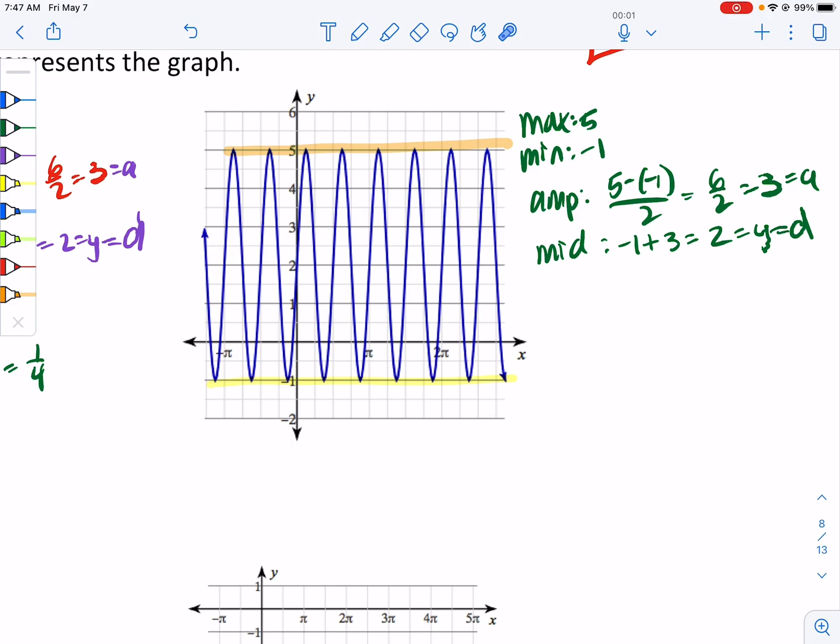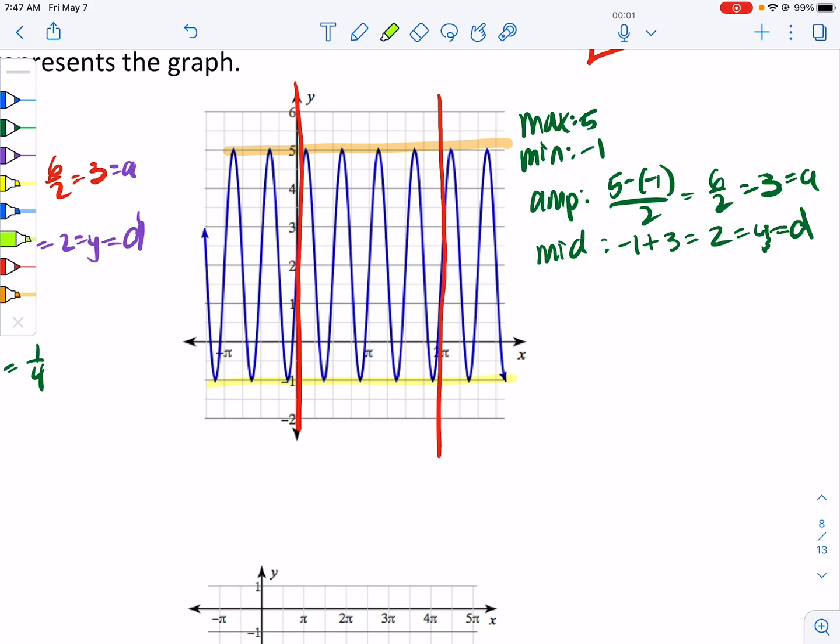So the B value is we count how many cycles happen between 0 and 2 pi. So we're looking from here to here. I don't care about this part over here or this part over here because this was before 0 and this is after 2 pi. So I'm just counting what happens in between my red lines.